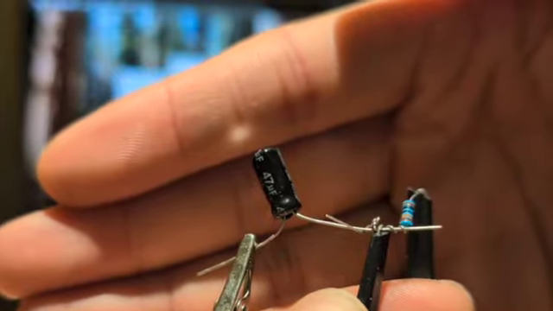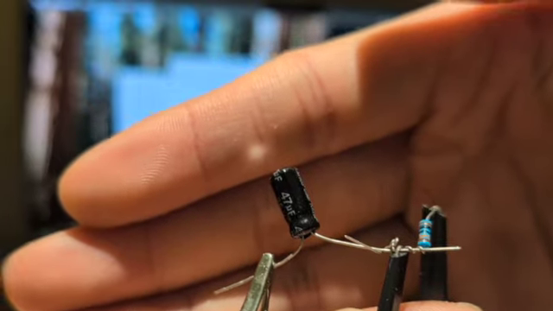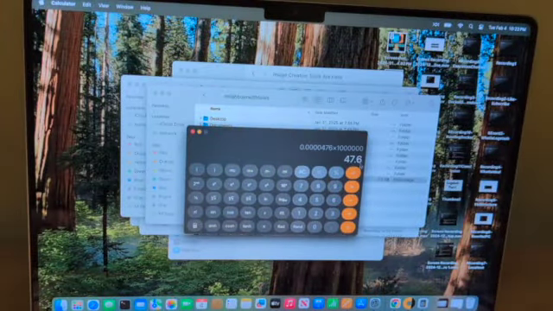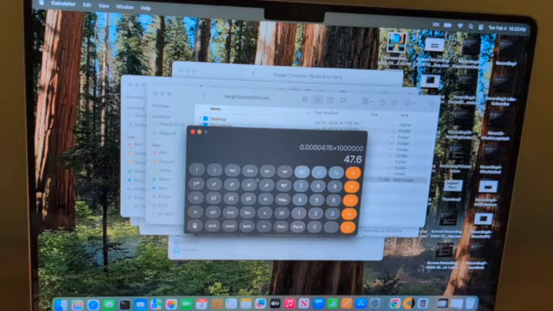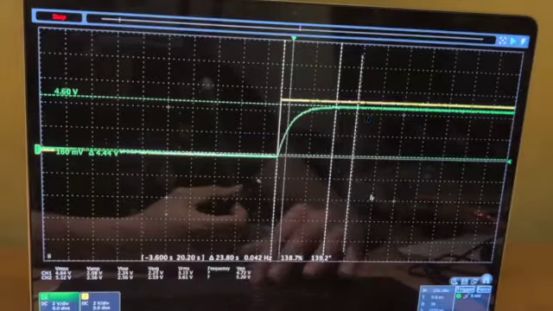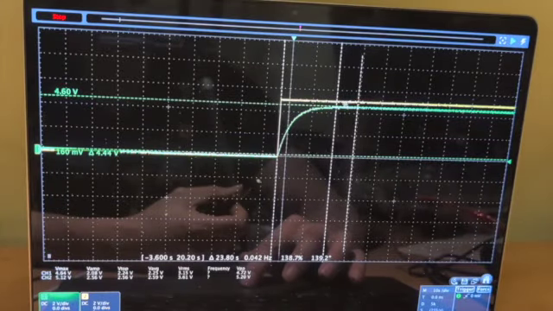47 microfarads. That's exactly what we got. We got 47.6. So this is a pretty good method, right? Provided that, when you look at it, there are some losses here. It doesn't get fully charged.